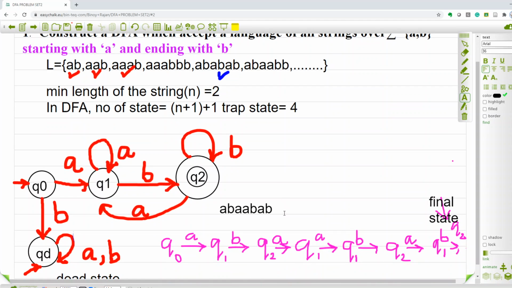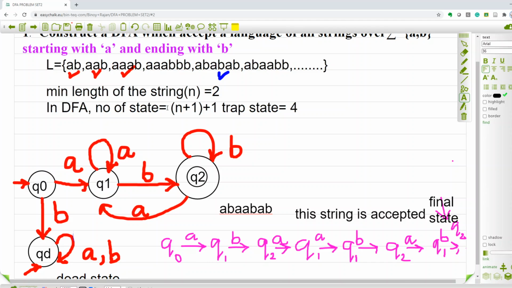So this string is accepted by the machine. Okay, so A B A B A B. Once we reach the final state, that string will be accepted.